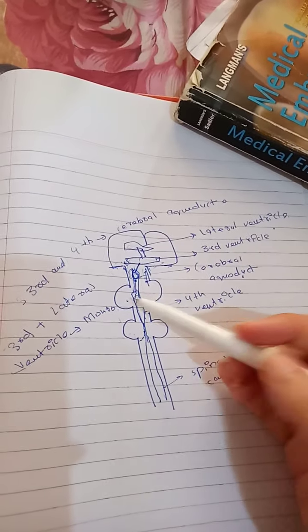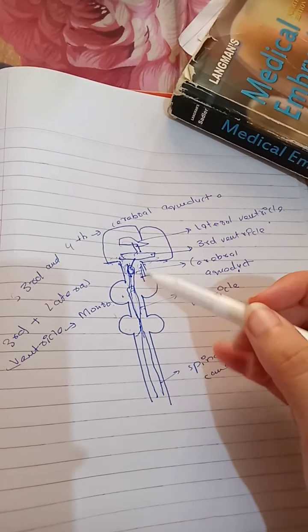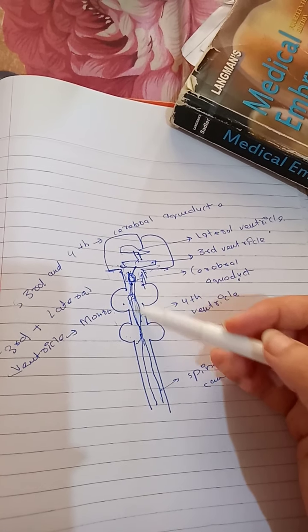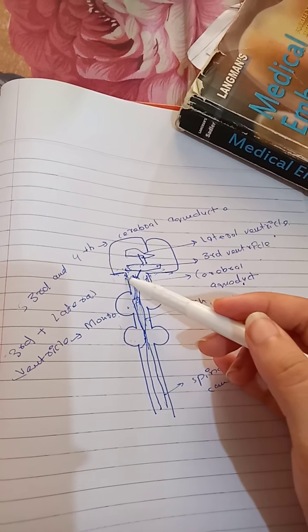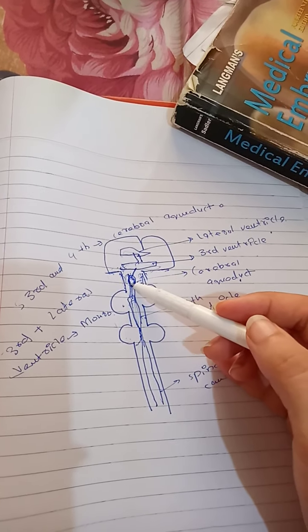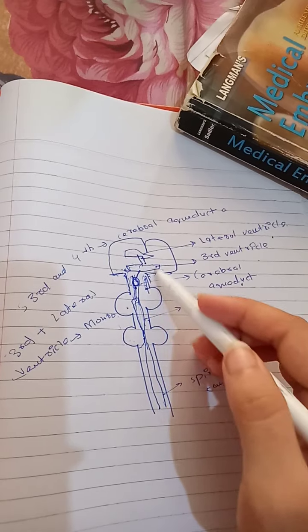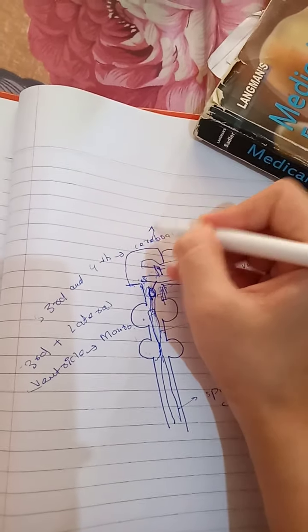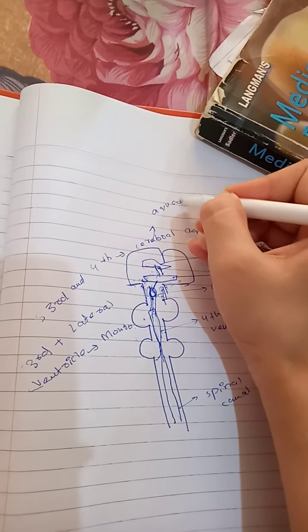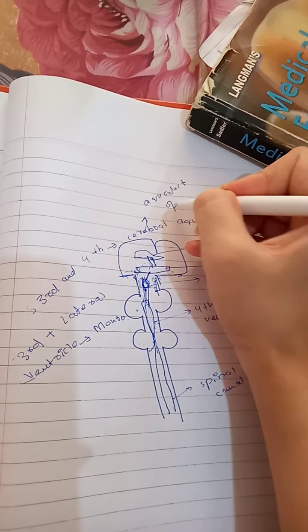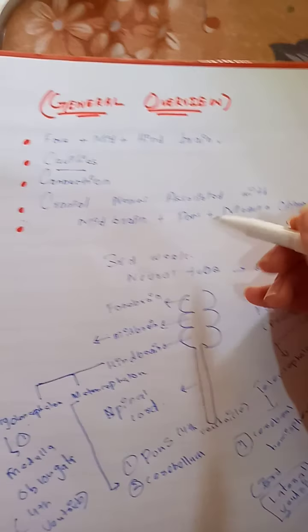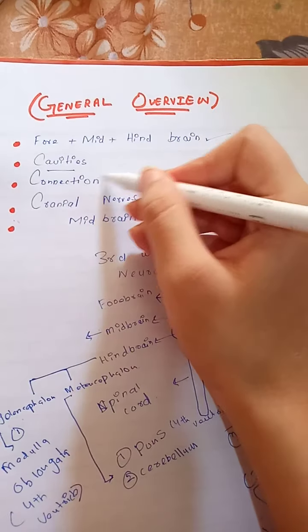Okay, so the connection between the third and the fourth ventricle is the cerebral aqueduct, which is the cavity of the midbrain, and the connection between the third and lateral ventricle is the foramina of Monro, also known as the aqueduct of Sylvius. So the third objective is also covered.